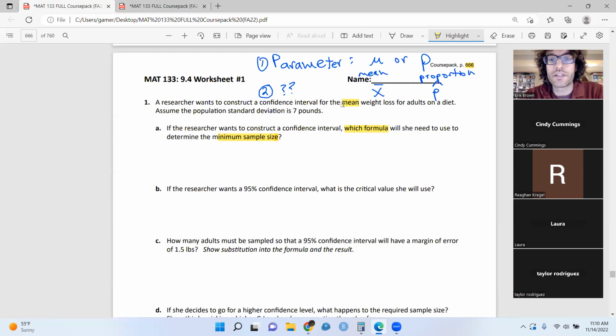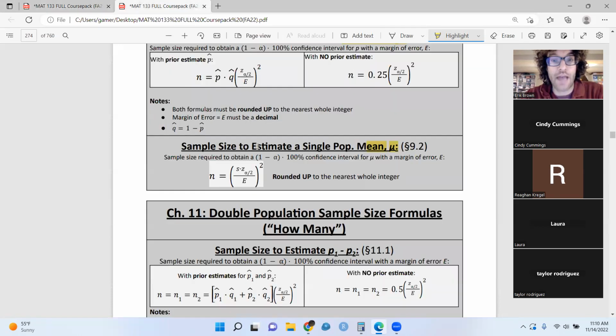Okay. What we've noticed is this is a mean, and we answered A. That is right. This is the formula.